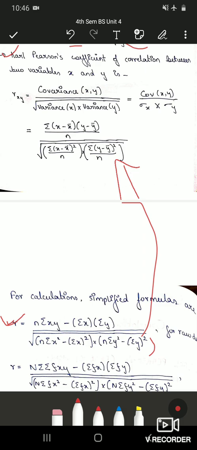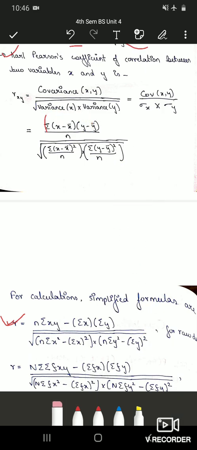Simplification is not a part of your syllabus, but it is very simple. They have first multiplied these two, that is, in the form of (a minus b)(c minus d). First multiply these two, and then this, then these two, and then take the summation of all the terms. Wherever it is a constant, you will multiply with n. So this simplification is not required, but remember this formula.